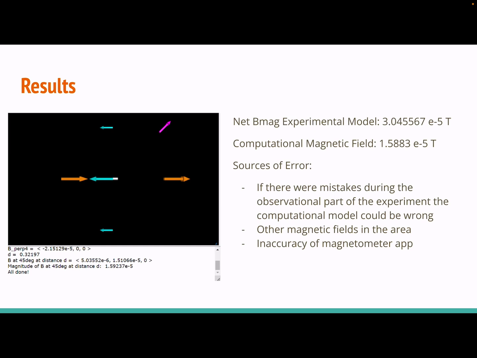Some sources of error would be that if there were mistakes during the observational part of the experiment, the computational model could have been wrong, and then other magnetic fields in the area could have messed up the magnetic field of the bar magnet, hence messing up the results, and then also the inaccuracy of the magnetometer app could cause some problems.